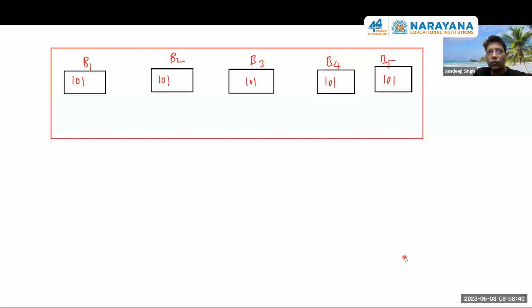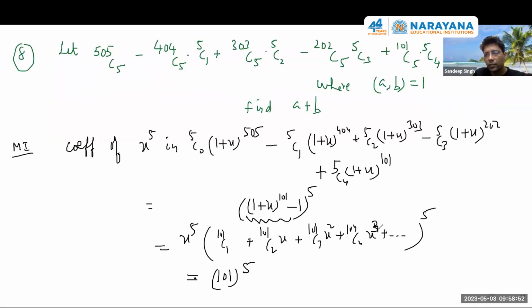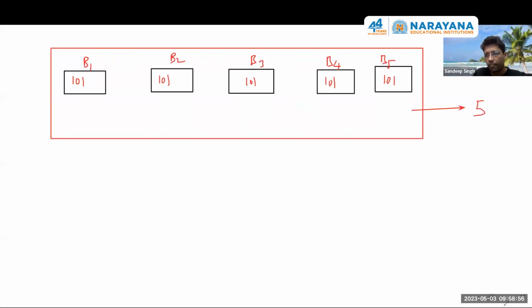Total how many objects do you want to select? All are distinct objects. Total how many objects do you want to select? 5 objects. Now, can you frame the problem in a manner so as to obtain this expression? 5 objects. Tell me fast. So total ways to do this is how much? 505C5.